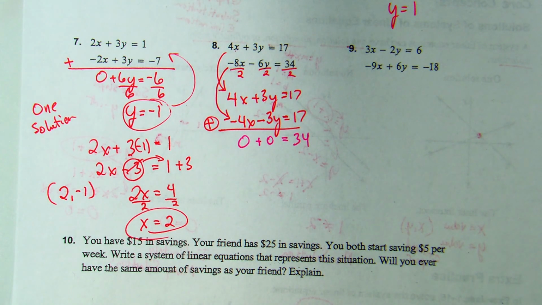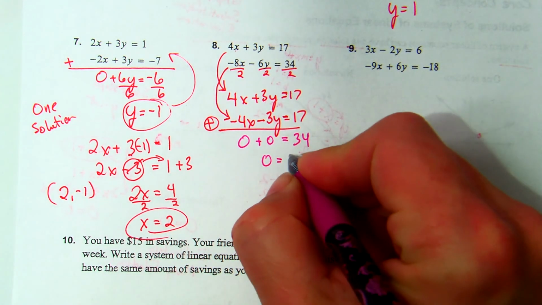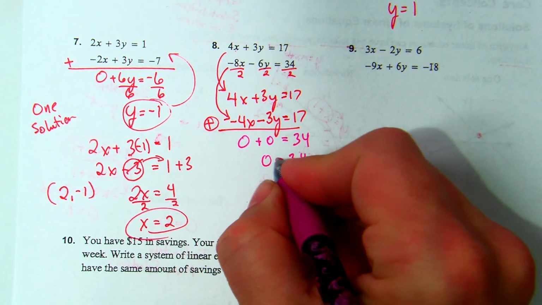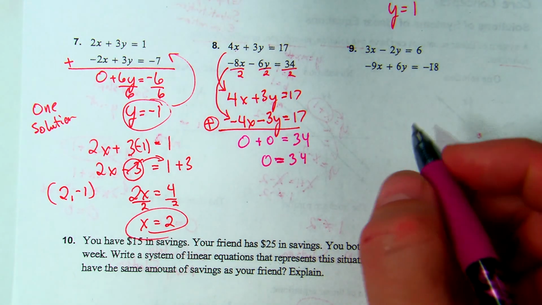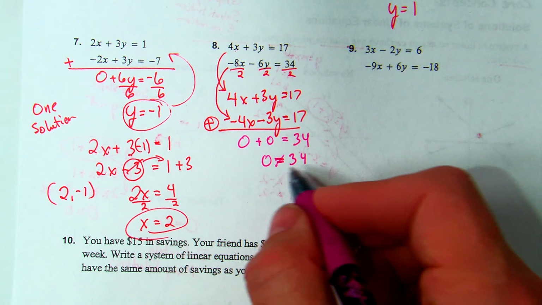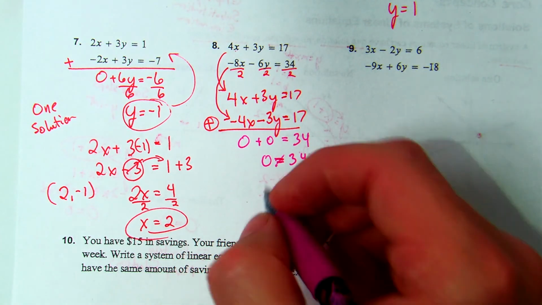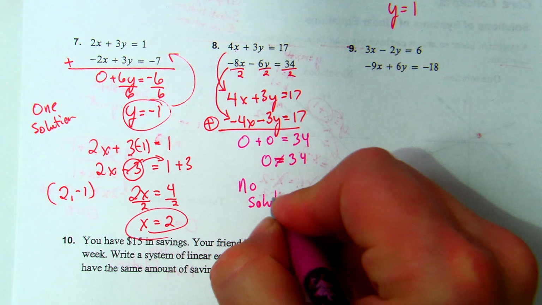Okay? And so what I end up with is 0 equal to 34. And is that true? No, that is not true. So since that is not true, we have two values that are not equal to each other here. This is going to have no solution.